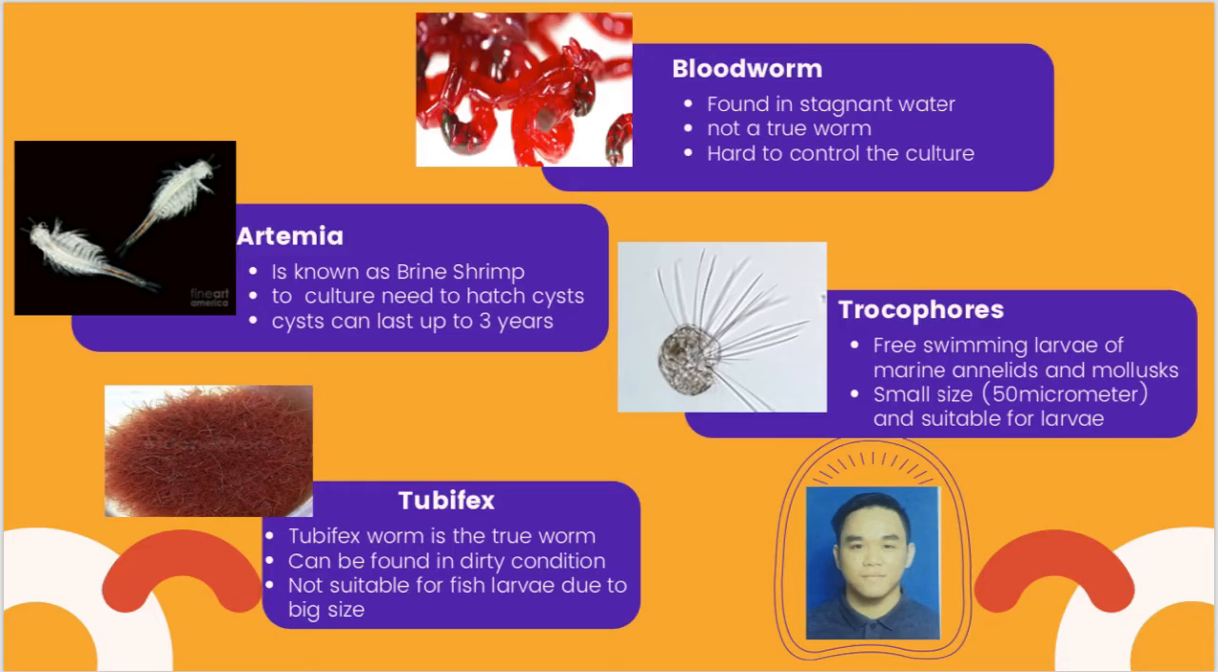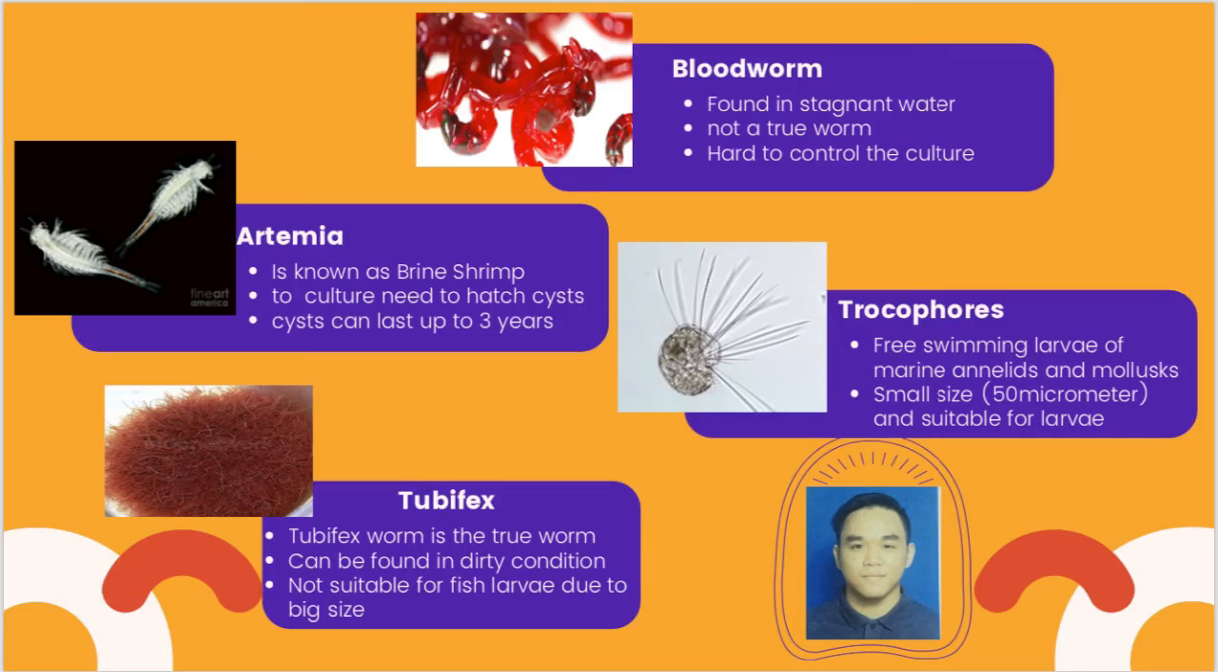Fifth is bloodworm. Bloodworm can be found in stagnant water. They are not a true worm. It is hard to control the culture. Sixth is Artemia. Artemia is also known as brine shrimp. To culture, they need to hatch the seeds. Seeds can last up to 3 years.